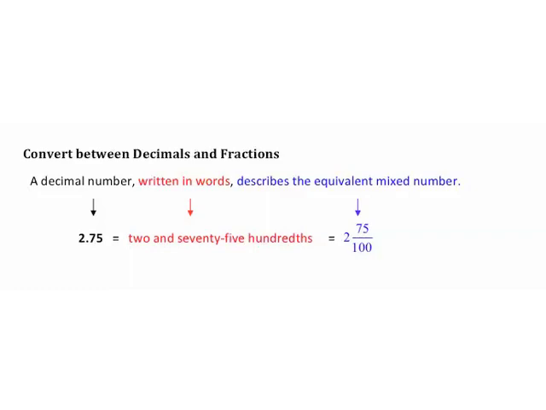Convert between decimals and fractions. A decimal number, written in words, describes the equivalent mixed number. So let's take a look at that. So here's my decimal number, and instead of saying 2.75, I'll read that 2 and 75 hundredths. That's exactly how I'm saying that in words. 2 and 75 hundredths is easy to understand as a mixed number. We have 2 and 75 hundredths. So you can see that as long as you're reading that decimal number in words, it's very easy to use those words to convert it to a mixed number.